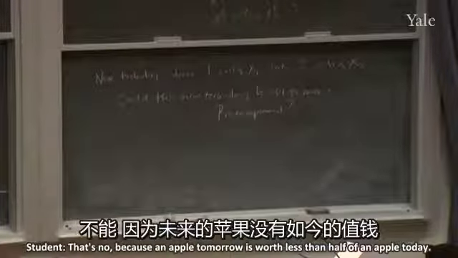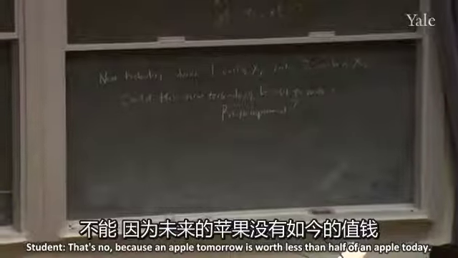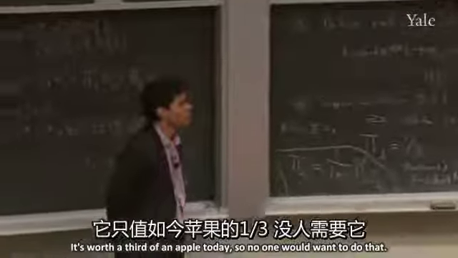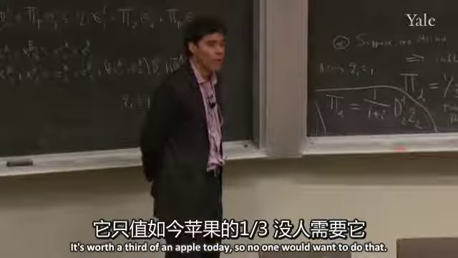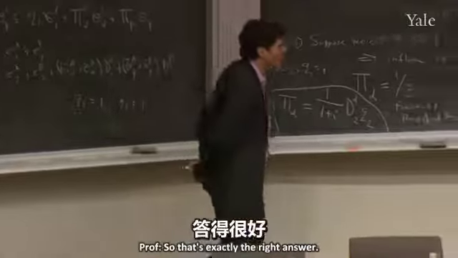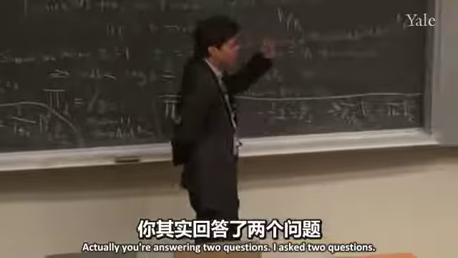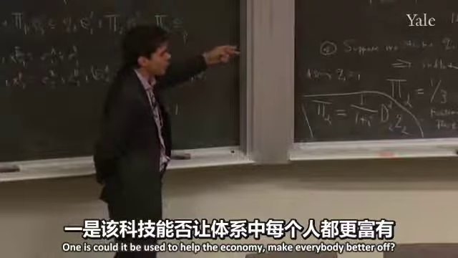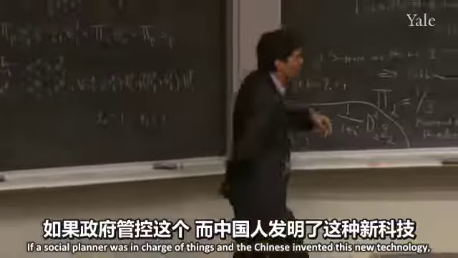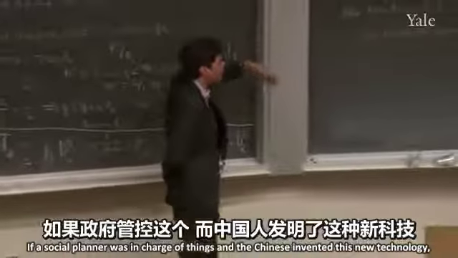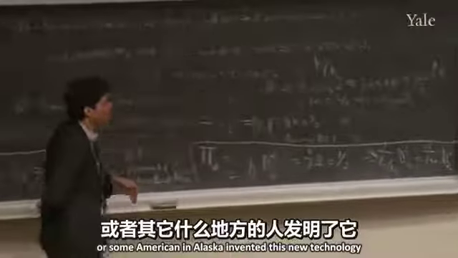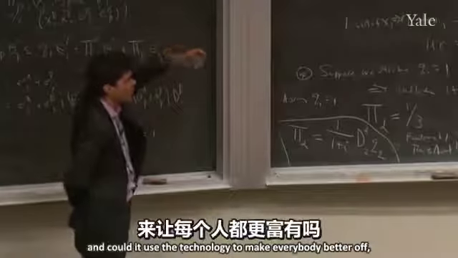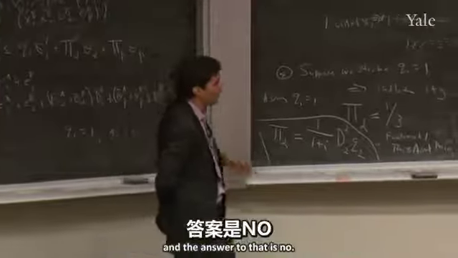No, because an apple tomorrow is worth less than half of an apple today. It's worth a third of an apple today. So no one wants to do that. Okay, that's exactly the right answer. Actually, you're answering 2 questions. One is, could it be used to help the economy make everybody better off? If a social planner was in charge of things and the Chinese invented this new technology, or some American in Alaska invented it, should the government use the technology, and could it use it to make everybody better off? The answer to that is no.